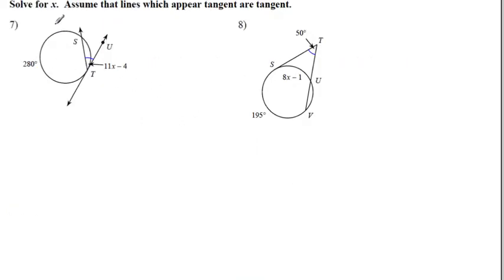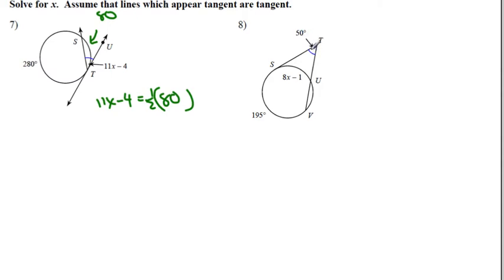Alright, so for 7 and 8, what do we have? We have a secant and a tangent. Remember that this angle is half the measure of this intercepted arc right there. So if we take 360 and we subtract 280, we're going to get a measurement of 80. So this angle here has got to be 40 because it's half of that. Alright, so we just say that 11x minus 4 is half of 80. Or you could just write 40 if you want to. Then you can solve that and you're good to go.